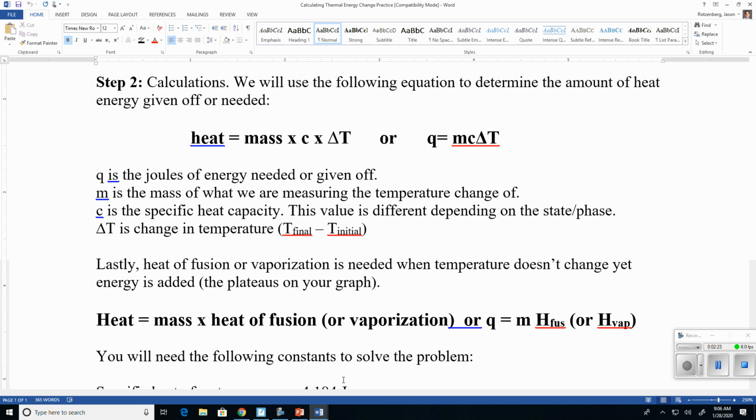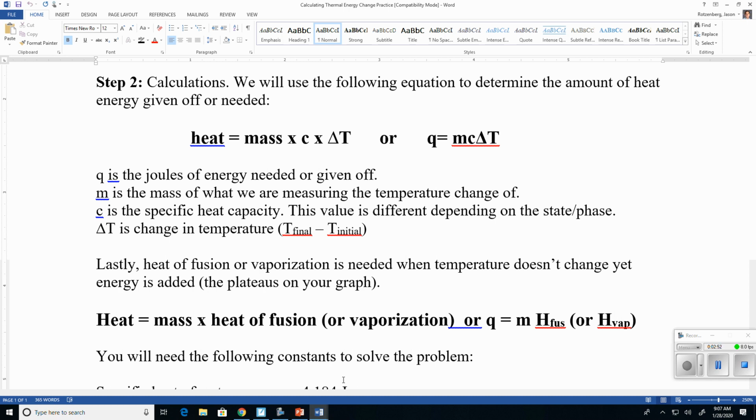Based upon intermolecular forces, what holds things together, different substances have different values for things. Some things heat up fast. Some things do not heat up fast. That's what that C value is representing. Lastly, this triangle is delta, if you know your Greek letters. Delta T is the change in temperature, the final temperature minus the initial temperature.